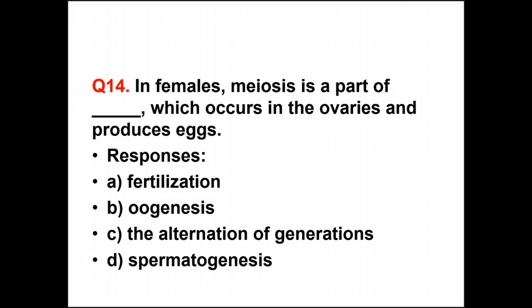Meiosis 2 will only finish if the egg is penetrated by a sperm. Let's review. In females, meiosis is part of blank, which occurs in the ovaries and reproduces eggs. Choose the correct answer, and this is question 14.